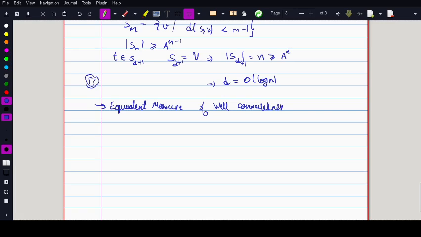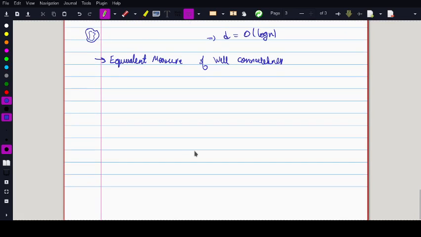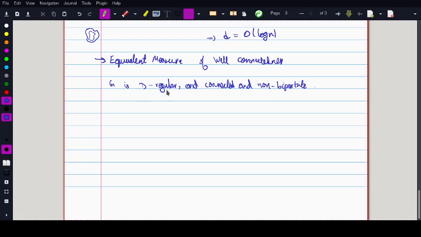Now we'll look at a sort of algebraic definition of well connectedness. So consider a graph G which is sparse, which means it's d-regular, and for now let's say it's connected and non-bipartite. This is just a technical thing that we'll not actually need, but let's just mention it. If all this holds true, then we can define the adjacency matrix. We can define M as 1 by d times A, where A is the adjacency matrix.